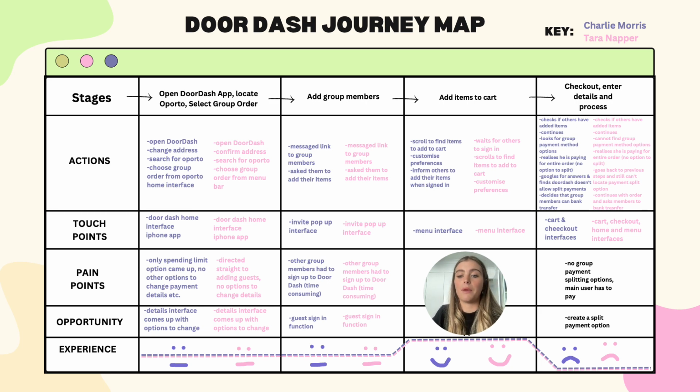He decided that he would pay and group members could bank transfer him. Tara decided to navigate back but was unsuccessful. She asked members to bank transfer. This is a very frustrating pain point that defeats one of the main purposes of group ordering.